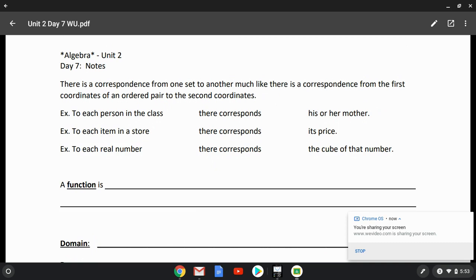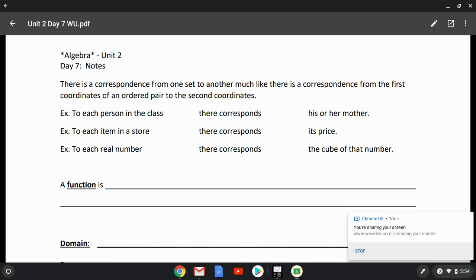Or for each item in a store, there needs to be a price. So if I'm buying a Snickers bar, there's a price. If I'm buying a Twix bar, there's a price as well. It could be the same price. That's okay. But for every item that you choose in a store, it's got to be attached with a price in order to pay for it. And then for every real number, there needs to be a cube of that number. So that means 2 cubed would be 2 times 2 times 2, which would give you 8. Or 3 cubed would be 3 times 3 times 3. So there's always a correspondence with many things in life. Those are just 3 examples. We're going to go through a lot more.